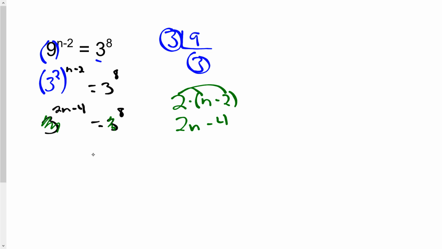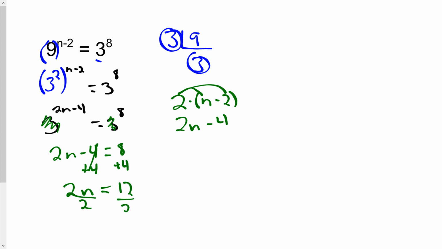Bases are the same, so I'm just going to rewrite this now with my exponents equal to each other. 2n minus 4 equals 8. We're going to get rid of the constant by adding 4 to both sides. It leaves me with 2n equals 12. And then divide both sides by 2 to get rid of the coefficient. n equals 6.